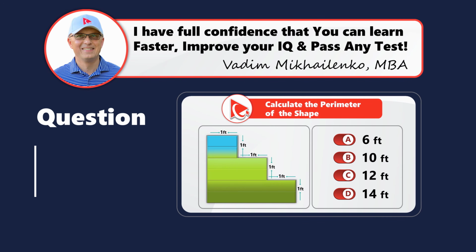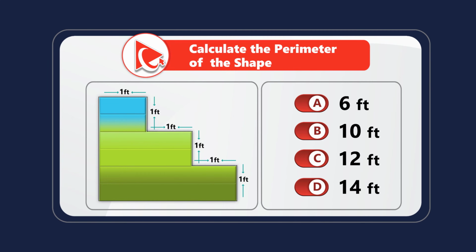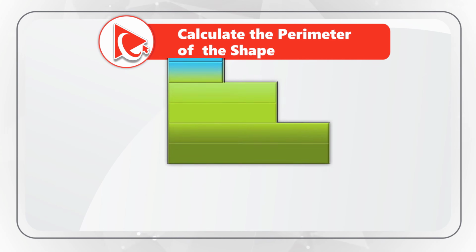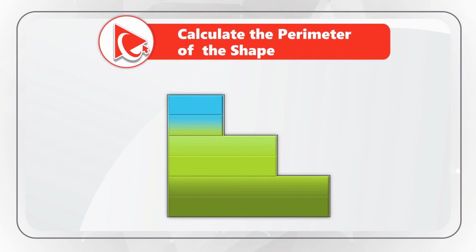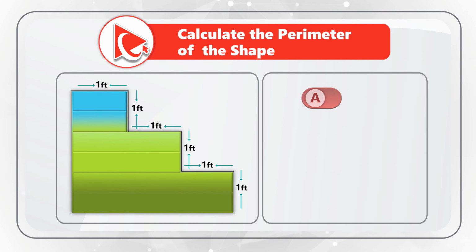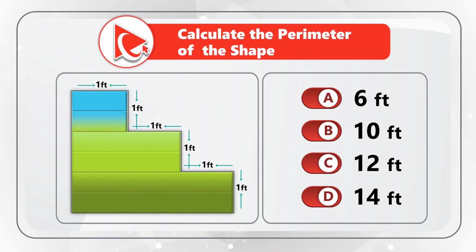I love this question because it tests your spatial reasoning. And if you try to solve it on your own, it boosts your IQ and intelligence. You're presented with an unusual looking shape, which has some measurements, and you need to calculate the perimeter of the given shape and select it out of 4 possible choices. Choice A, 6 feet. Choice B, 10 feet. Choice C, 12 feet. And last but not least, choice D, 14 feet.